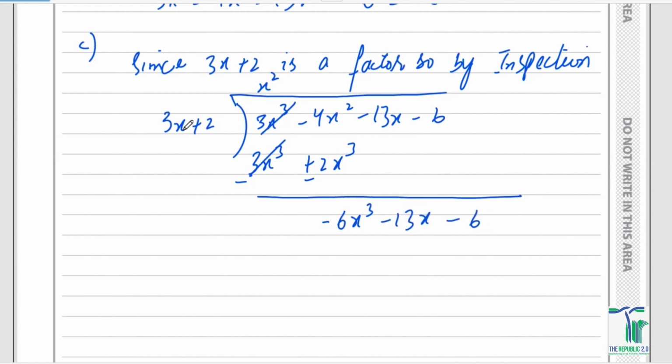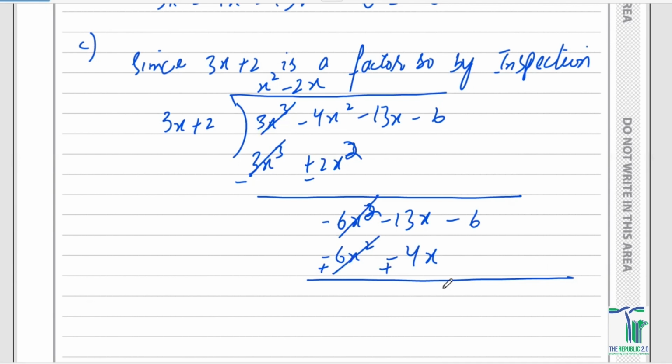And now I'm going to multiply this 3x by negative 2x. Sorry, it is going to be squared now. I'm just going to multiply that 3x by negative 2x to get myself the other answer. And I would have negative 6x squared and negative 4x. So we're just going to change their signs. This and this are going to cancel. And I would have negative 13x plus 4x, which is going to be negative 9x, negative 6.